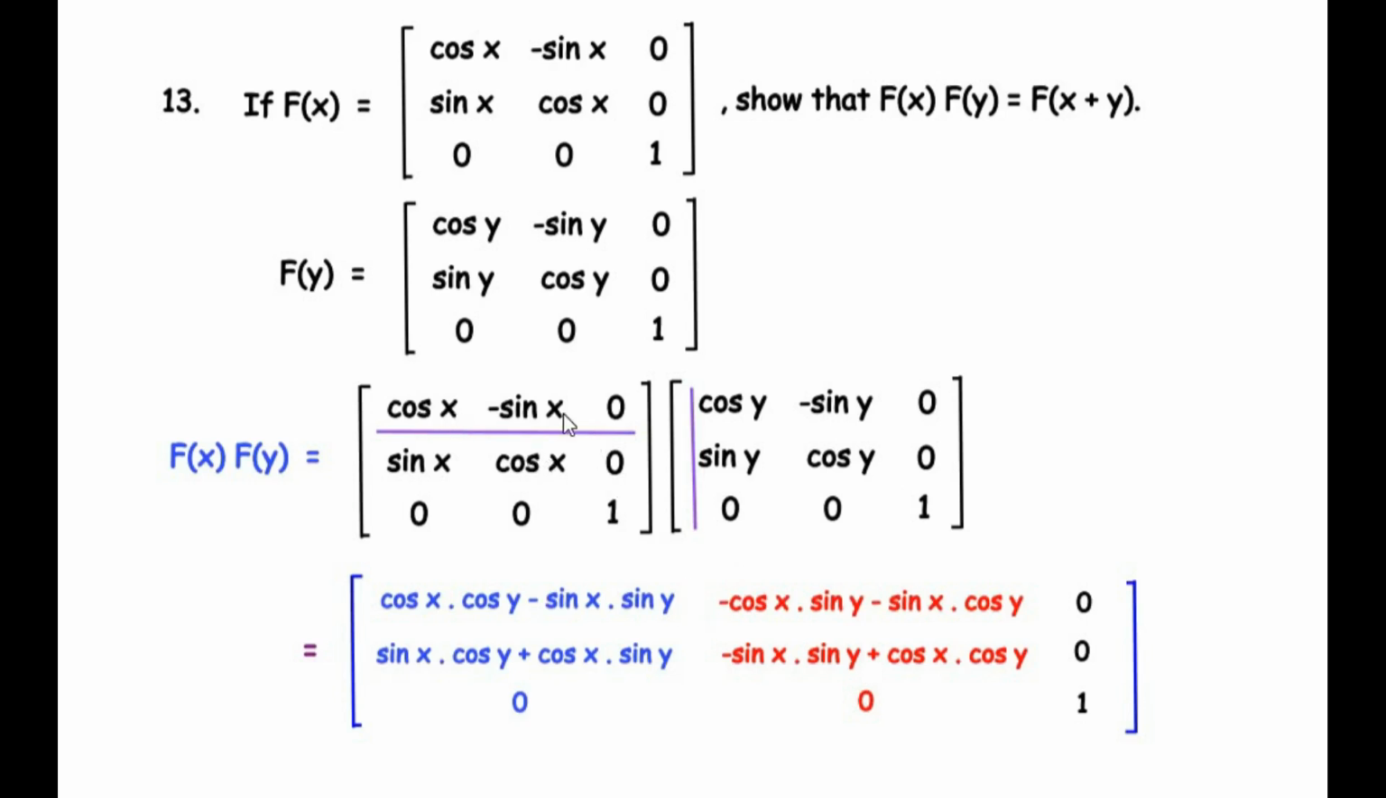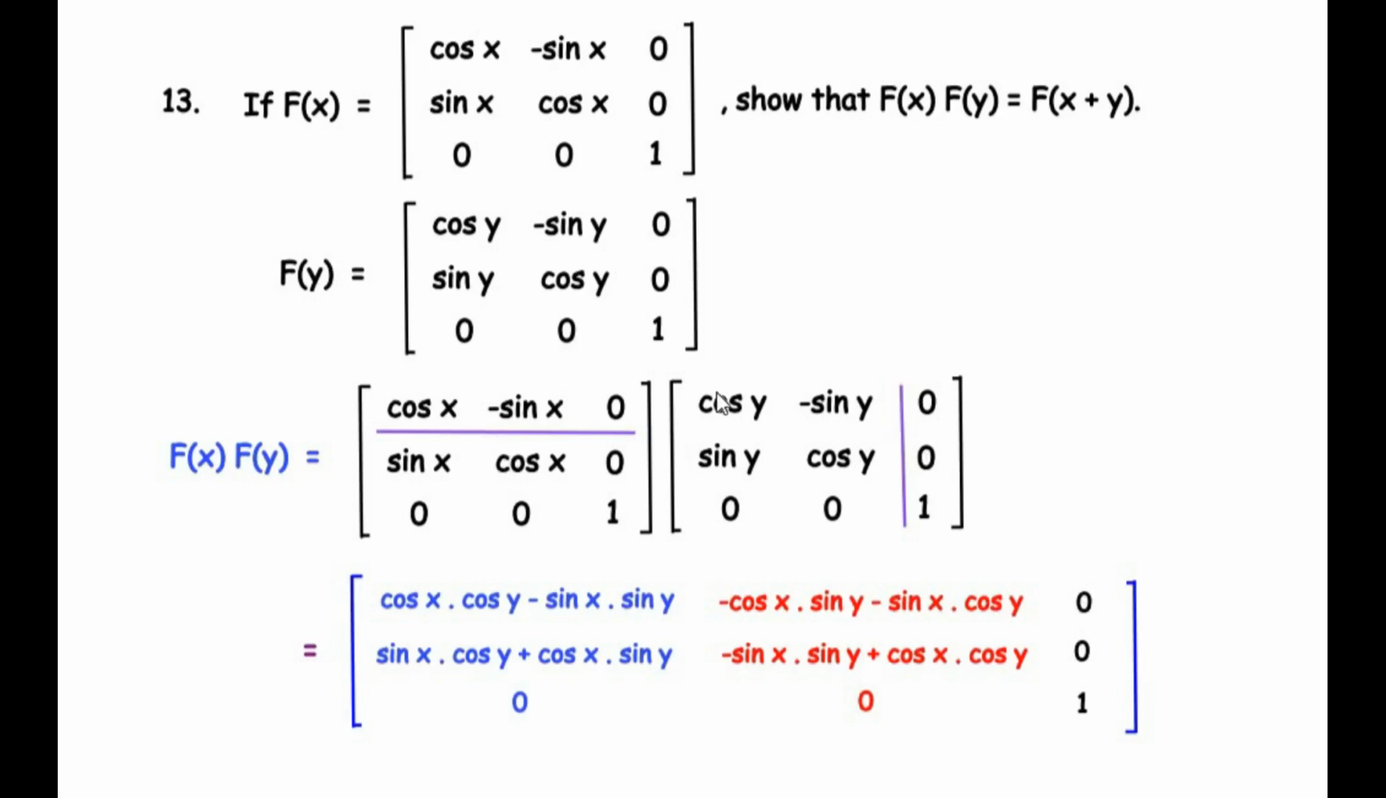Now let us move on to the first row and second column. Cos x times minus sin y gives us minus cos x sin y. Plus of minus is again minus. So minus sin x times cos y, we have written it over here, plus 0 times 0 is 0. Now first row and third column. So cos x times 0 is 0, minus sin x times 0 is 0 again, and 0 times 1 is 0. So the third element of the first row is 0.